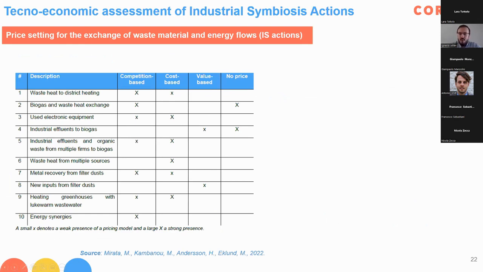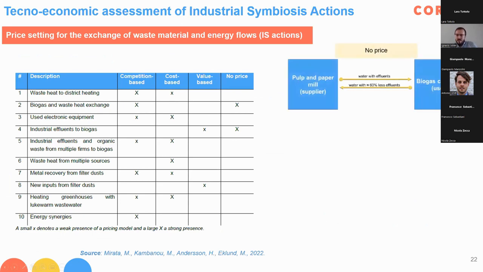And finally, back to price setting, CORALIS has identified a series of IS options, whose waste flow price definition depends on the value of such a waste: the upgrade cost, the market price of the product, or the direct exchange with no price, as you can see in these columns. So let us analyze 3 scenarios in which the market price doesn't play a role in the transaction. So for example, the supply of water with effluents by a pulp and paper mill to a biogas company.